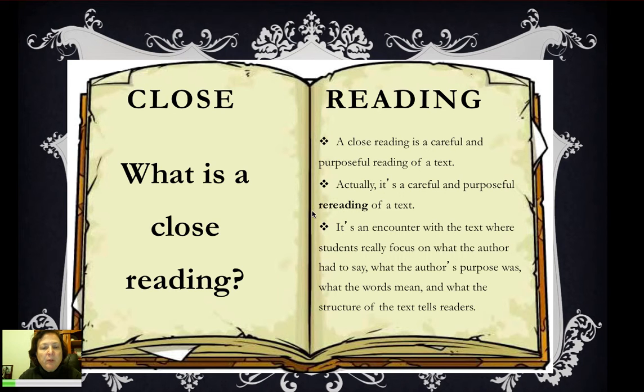And in reality, what we're doing is rereading a text because we're going to be looking at that text more than once. And we're looking for specific things. We're looking at what the author had to say, what the author's purpose was, what the words mean, and what the structure of the text tells us. One of the tools I'm using, highlighting or underlining, or a little bit of both, is one of the tools that we talked about for getting general ideas as we're going along in a text. So, an important idea about close reading: underline and highlight main ideas.